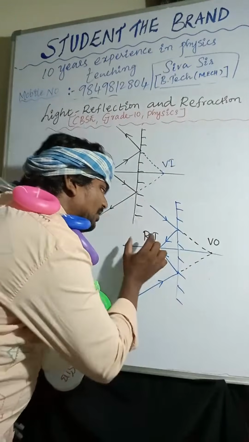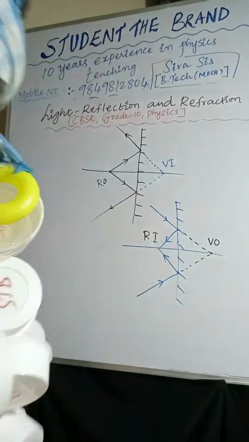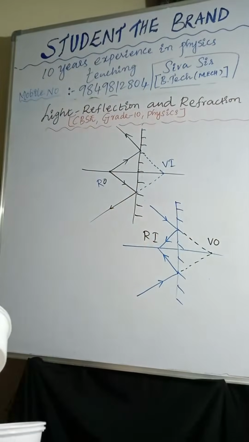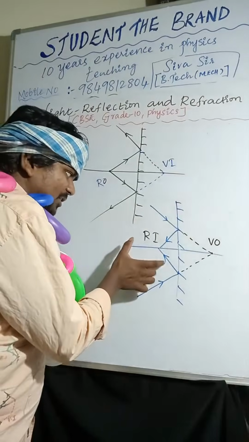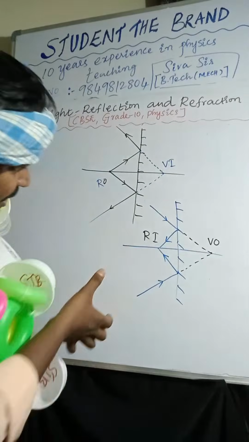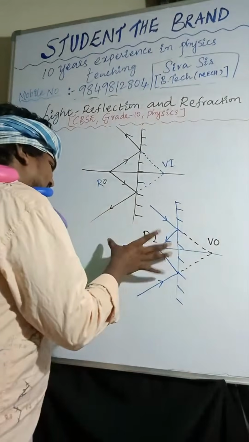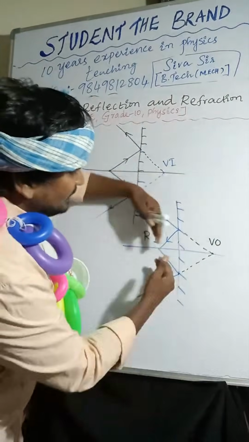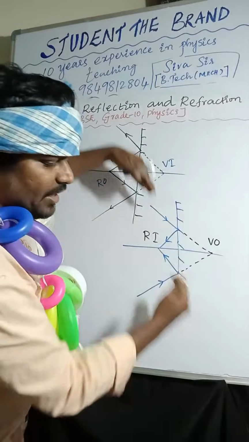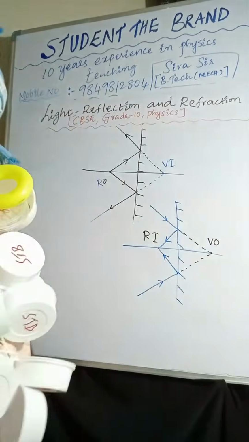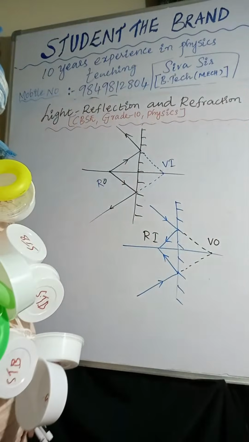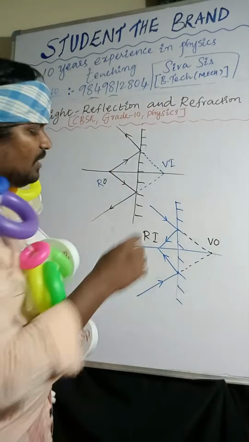That is called a real image. Yes or no? What is a real image? The point of intersection of reflected light rays is called a real image.